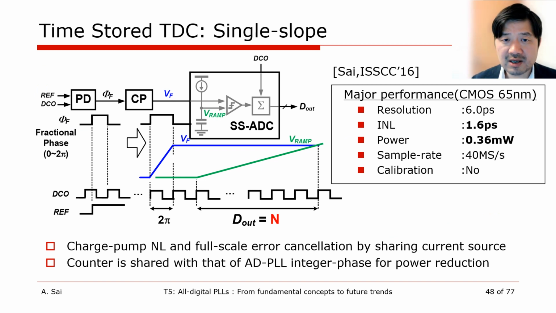The TDC shown in this slide is a single-slope time-stored TDC presented at ISSCC 2016. This TDC mixes the concept of time-to-voltage conversion and single-slope AD conversion so that the weaknesses of each are compensated by the other. The TDC shares a current source between the charge pump for time-to-voltage conversion and the single-slope generation.